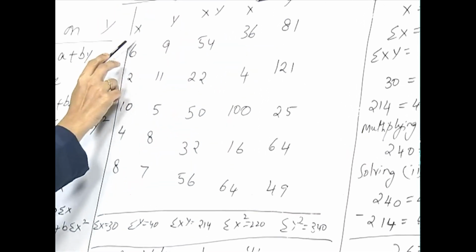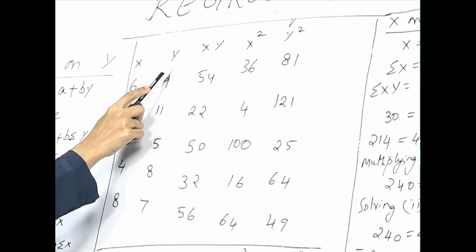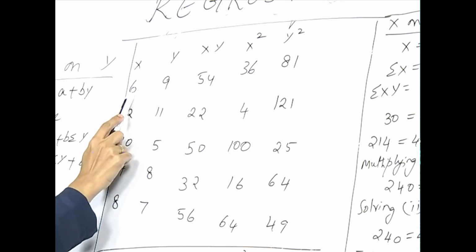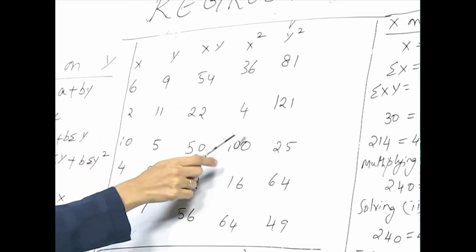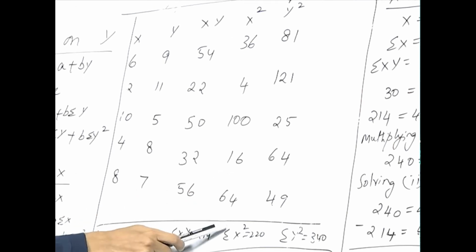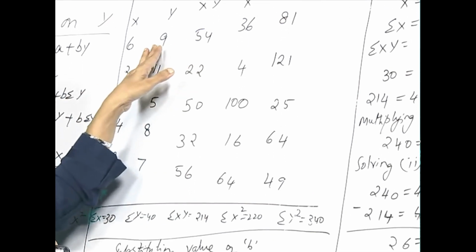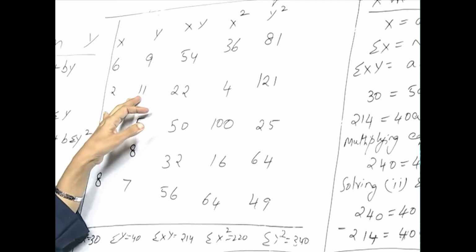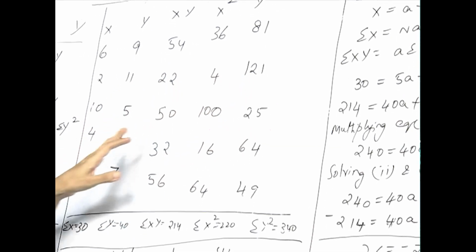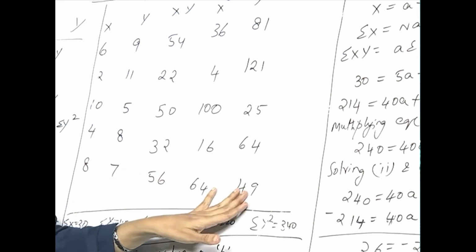Similarly, you have to square variable x and square variable y. So, you get x square and y square. So, 6 into 6, 36, 2 into 2, 4, 10 into 10, 100, 4 into 4, 16, 8 into 8, 64. Similarly, 9 nines 81, 11 elevens 121, 5 fives 25, 8 eights 64, 7 sevens 49.